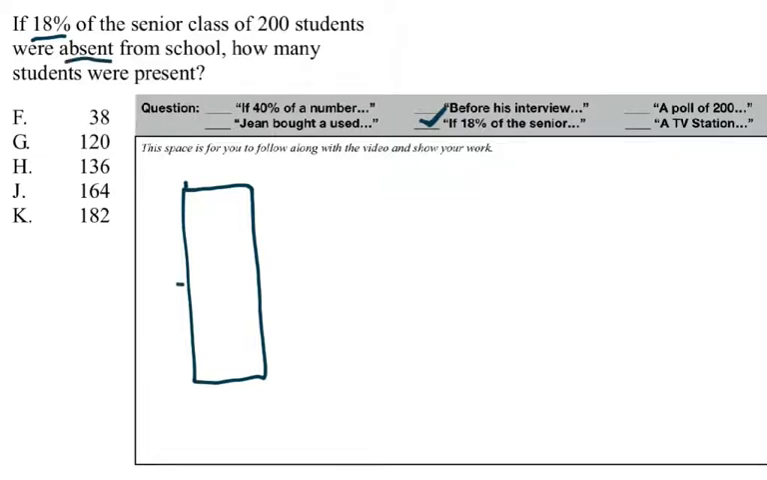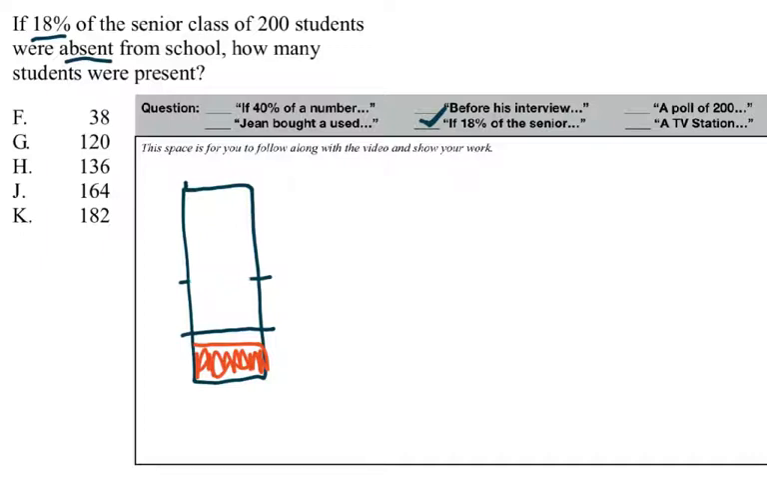So we know that 50% would be about half. So 18%, well, let's draw this again. That's 50%. 25% would be half of that. And 18% is pretty close to 25%. So I would say it's going to be somewhere around there. That is going to be our absent students.